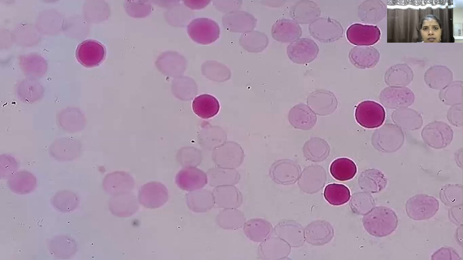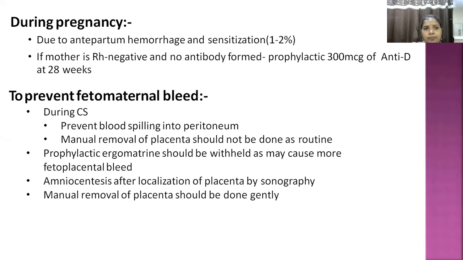This is a picture showing the antibody coated fetal cells. During pregnancy, due to antepartum hemorrhage, sensitization occurs in 12% of people. If the mother is Rh negative and no antibody is found, prophylactic 300 micrograms is given at 28 weeks. Precautions are also taken to prevent fetal-maternal bleed during cesarean section, preventing blood spilling into the peritoneum.